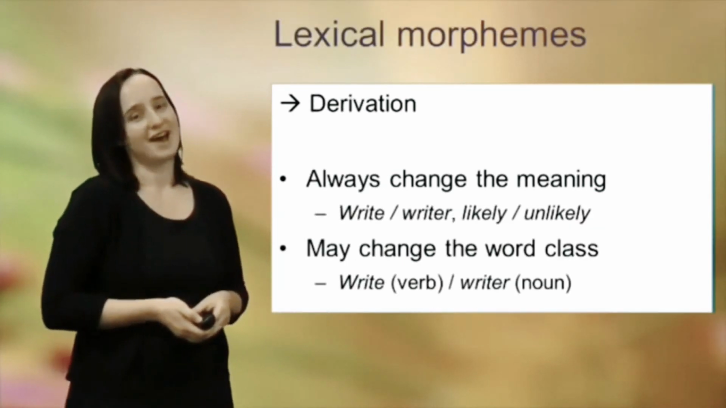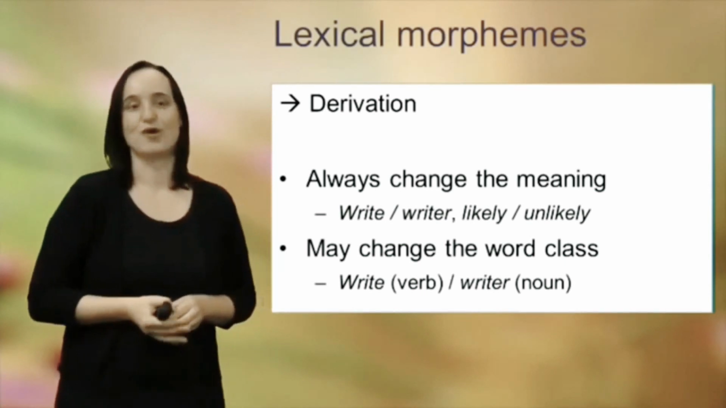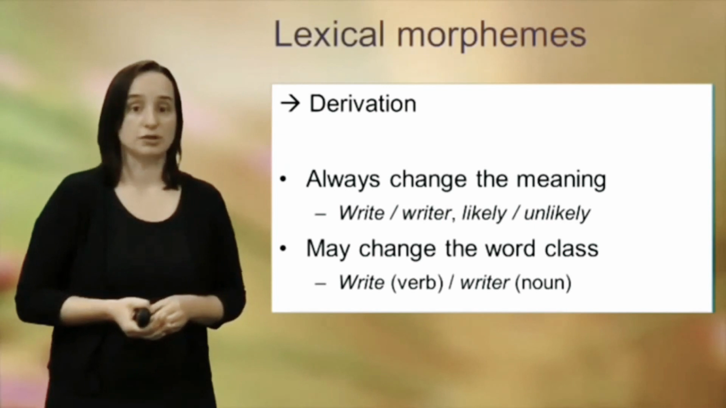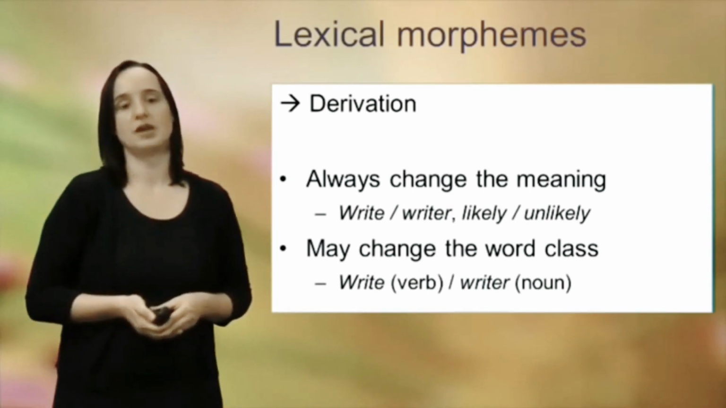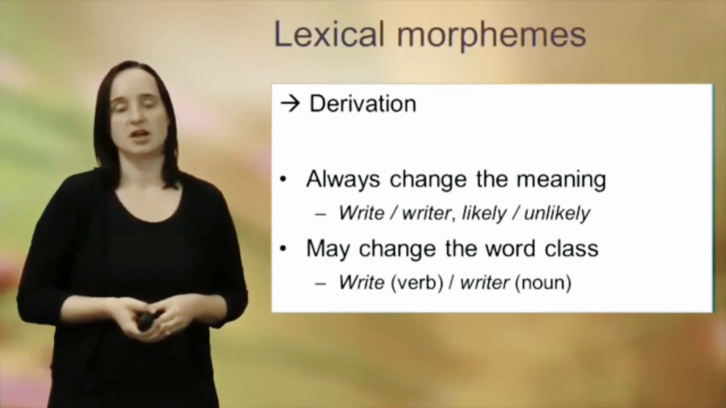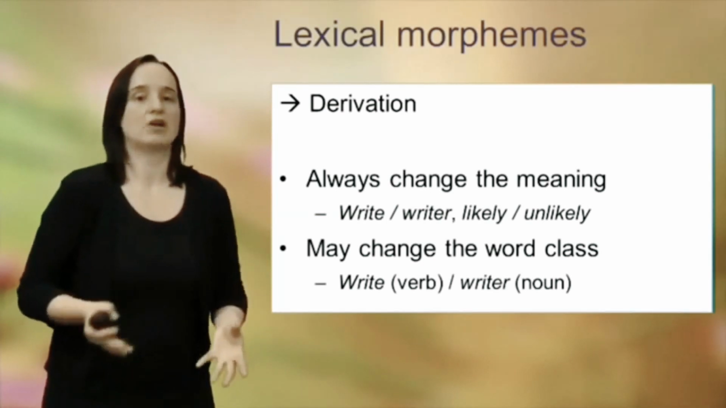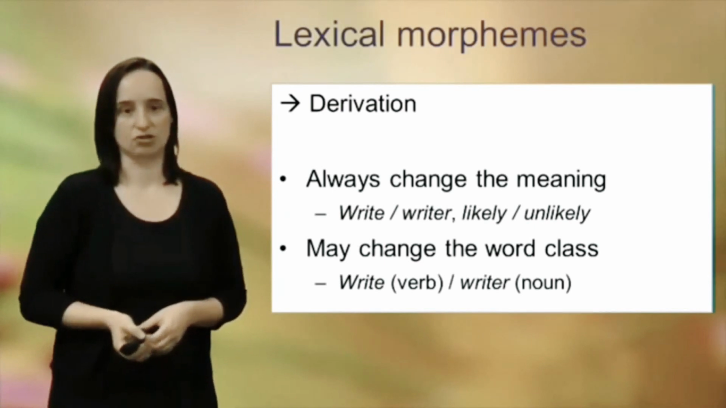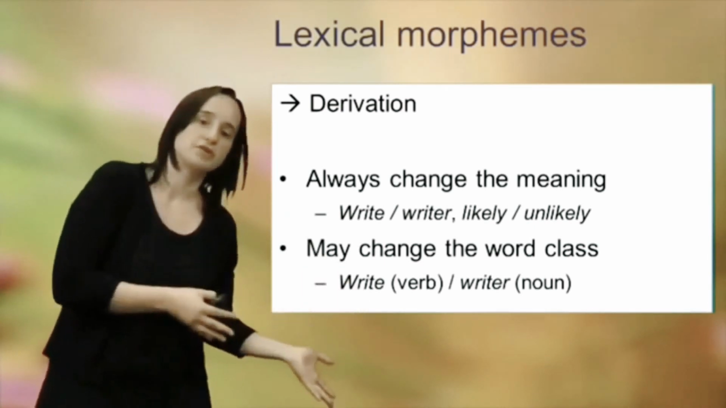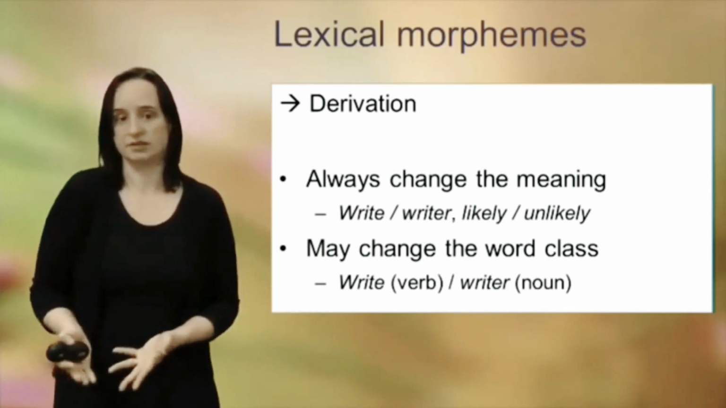Now, the other types of elements, those morphemes that indicate lexical meaning, are called derivation, and these always change the meaning of the word they attach to. So, in the case of write and writer, we had a change from an action to a person who's doing that action, and in the case of likely and unlikely, we had the change from something positive to something negative.